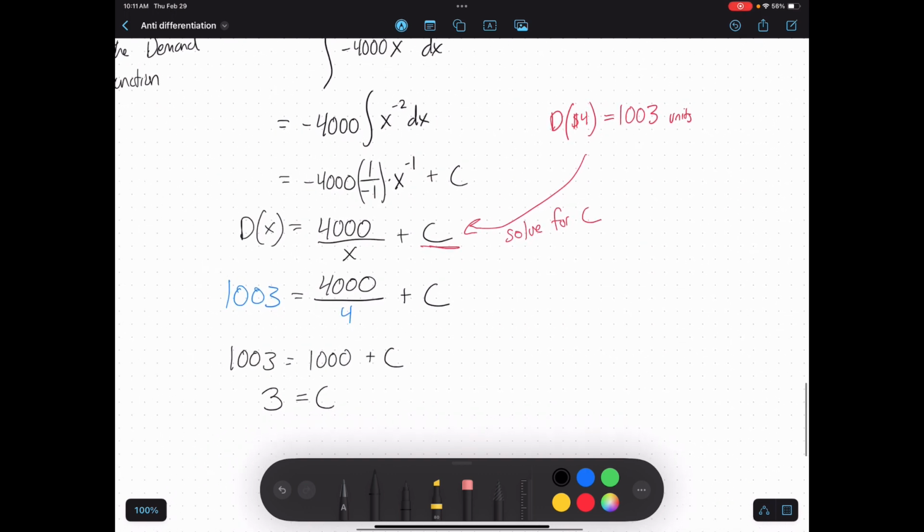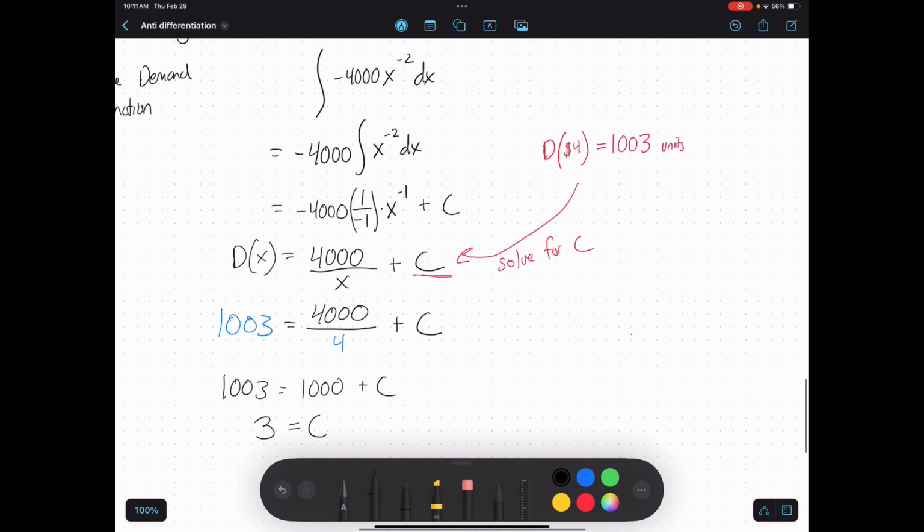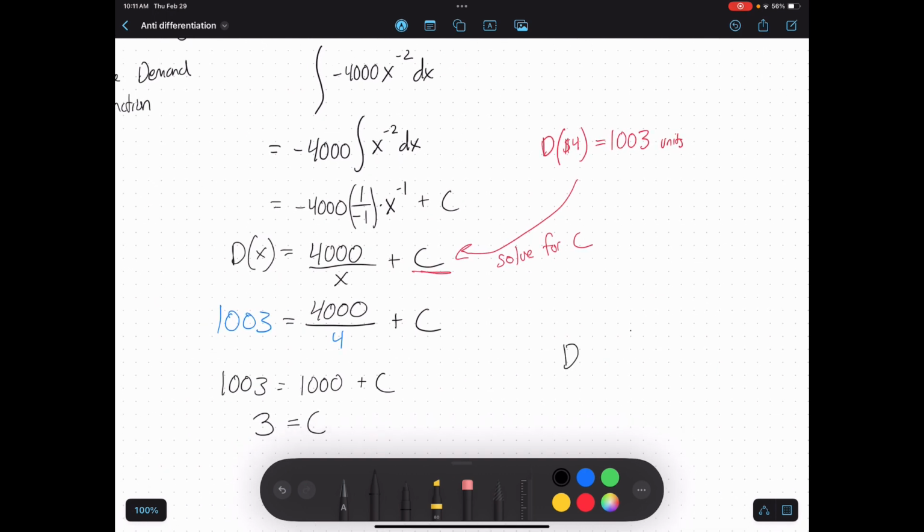So there's a few problems on your homework where you can actually solve for the C value because they give you either just a data point or they give you an initial value. So make sure you're looking for that in the problem to see whether they give you a starting point or an initial value, or they're giving you a data point that you can plug in. So my final answer here, my demand equation, would be 4,000 over x plus 3.